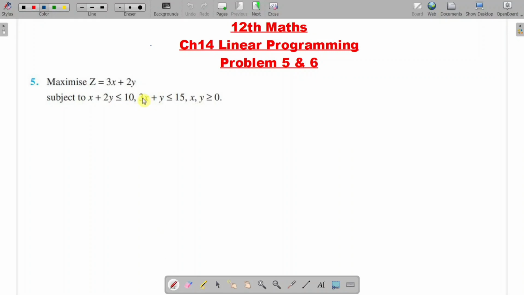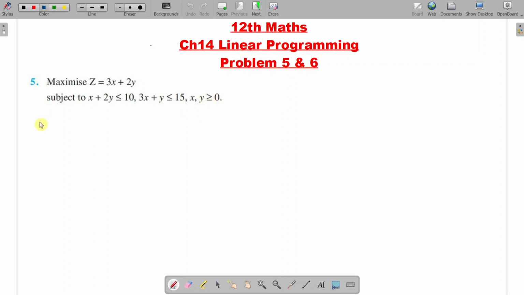In this video we will solve problem 5 and 6 of chapter 14 linear programming in 12th class maths. What we have to do in this fifth problem is maximize z, which is the objective function 3x plus 2y, subject to x plus 2y less than or equal to 10, 3x plus y less than or equal to 15, and x, y greater than or equal to 0.